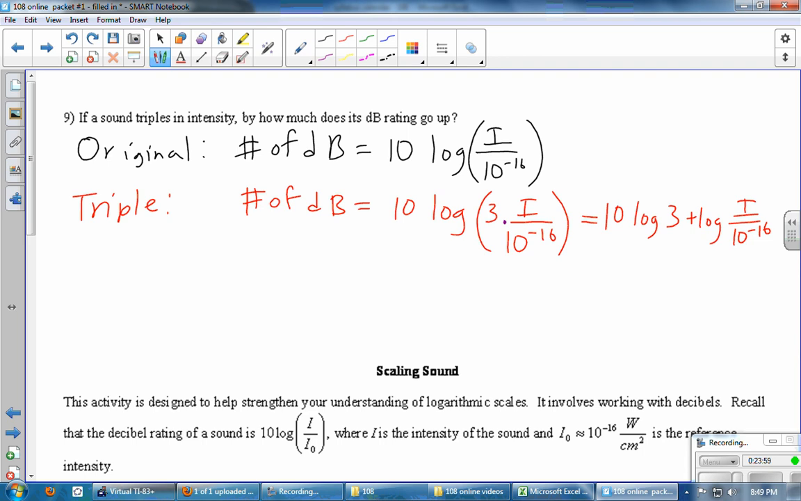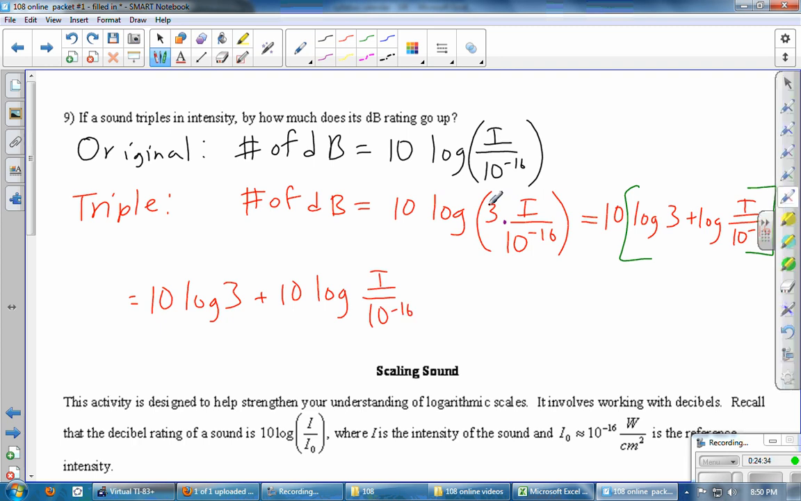Now I am missing something here. It's real easy to miss, but there was a 10 in the front. The 10 is still in the front of the whole thing. Okay, continuing on, we're going to distribute that 10. So we go 10 log of 3, and then what here? Plus 10 log of I over 10 to the minus 16.